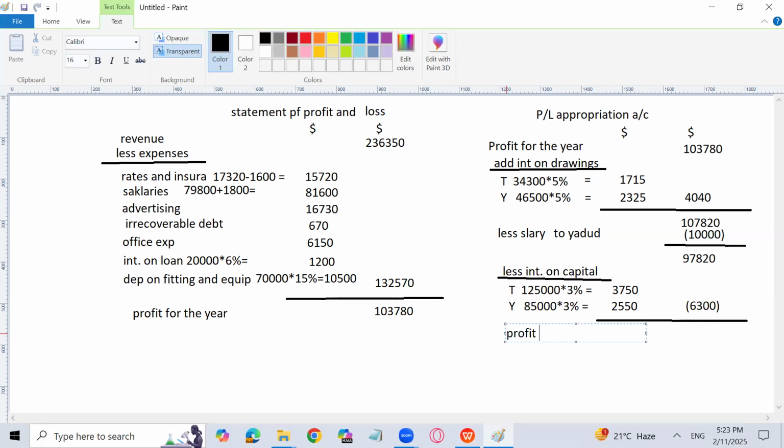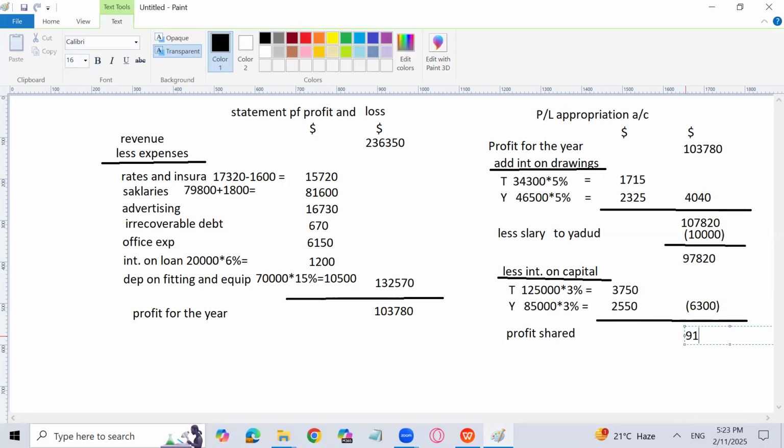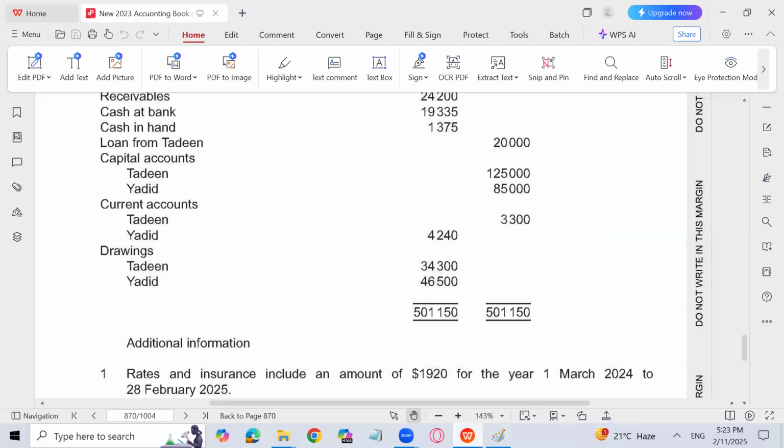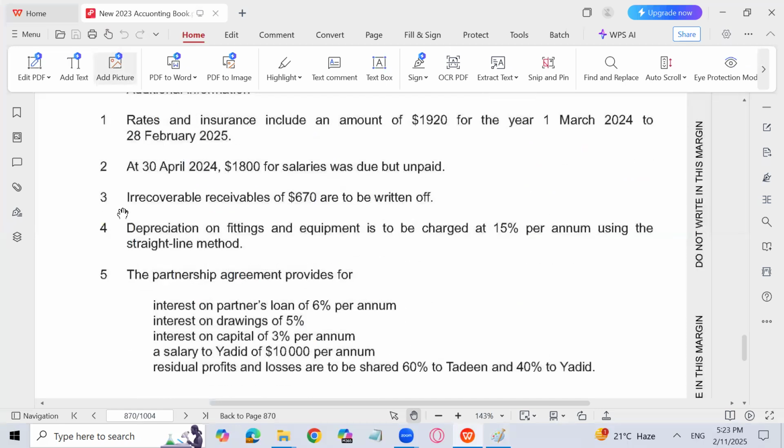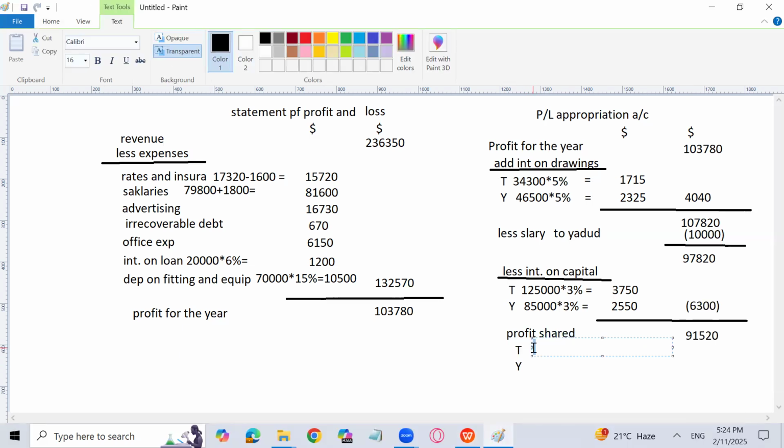We will be having the profit to be shared between the partners. How much is it going to be? 91,520. Now the profit will be shared between Yadin and Yadid, and the ratio of the profit is given in the question already, 60% and 40%. So you can do that: 91,520 multiplied by 60%. How much will it come?